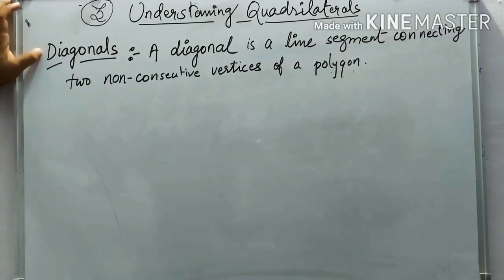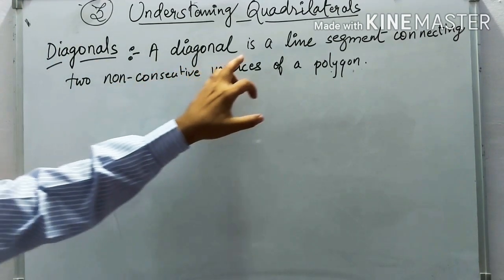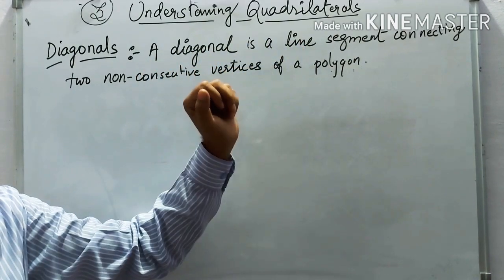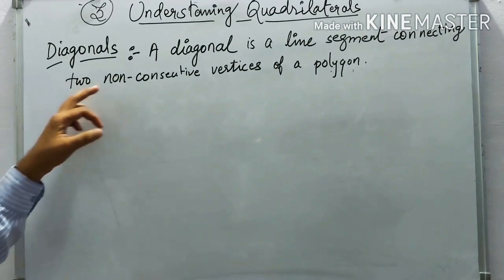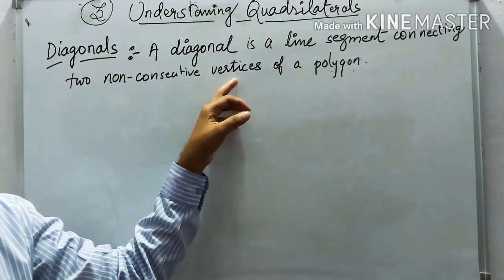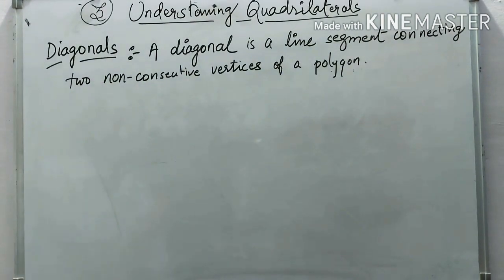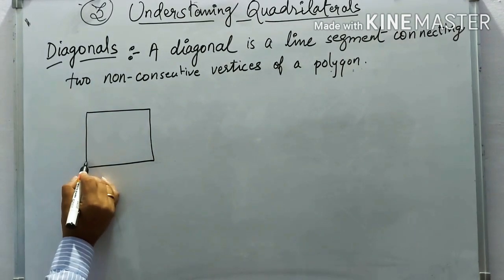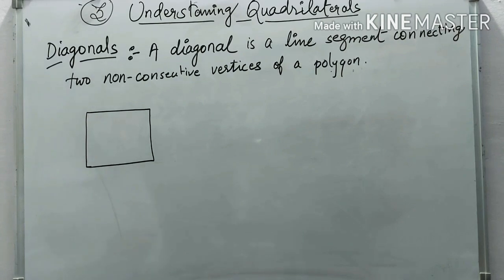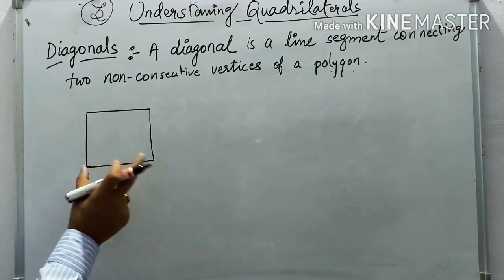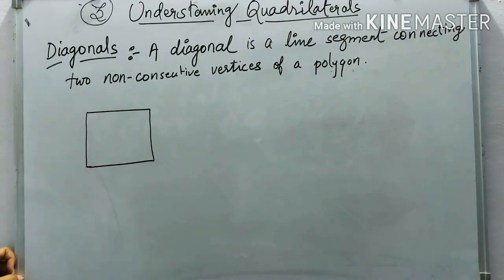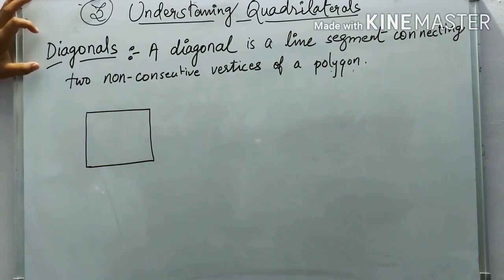The next topic is diagonals. A diagonal is a line segment connecting two non-consecutive vertices of the polygon. Suppose a square is a 4-sided polygon. A four-sided polygon is called a quadrilateral. In the special category, if all sides are equal, it is called a square. But here the topic is only diagonals.